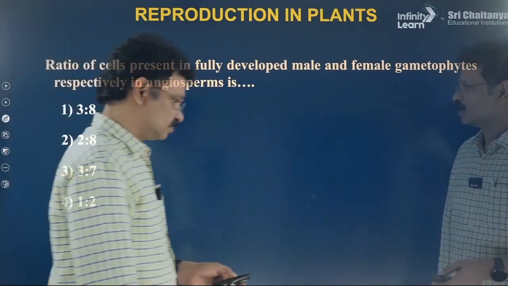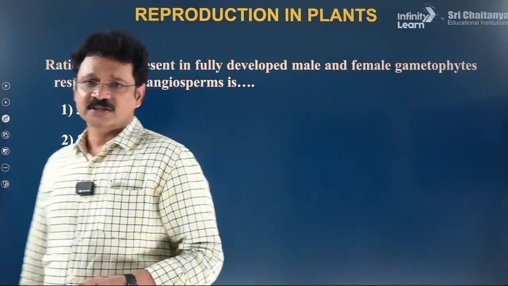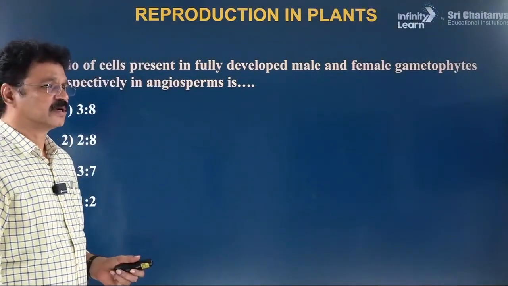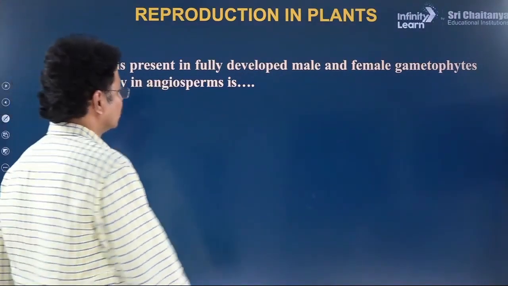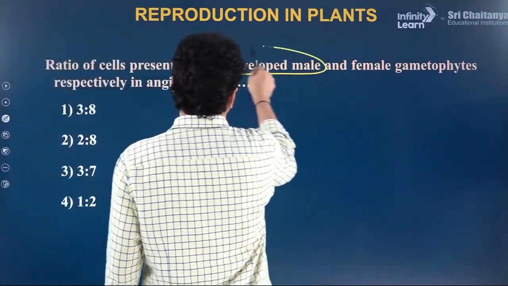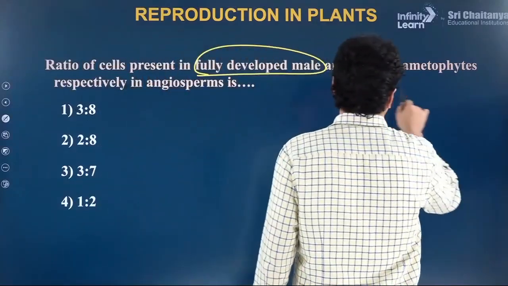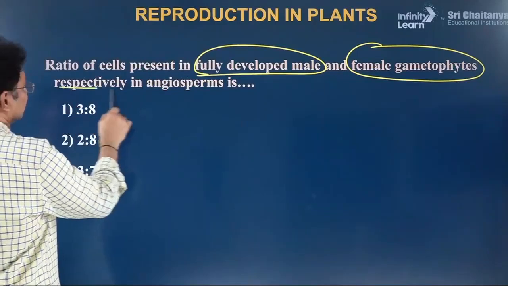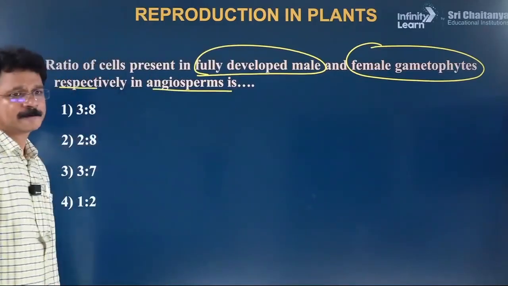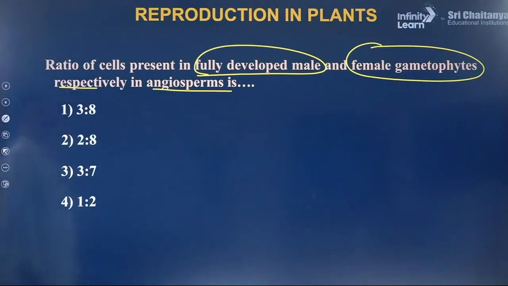Difficult range. Take a challenge to answer this question. Very, very important and difficult range question. What is the ratio of the cells present in fully developed male gametophyte and embryo sac, nothing but female gametophyte, respectively in angiosperms? What is the ratio of the maximum number of cells present in fully developed male and female gametophytes respectively?